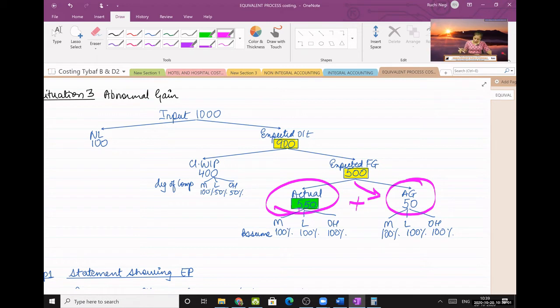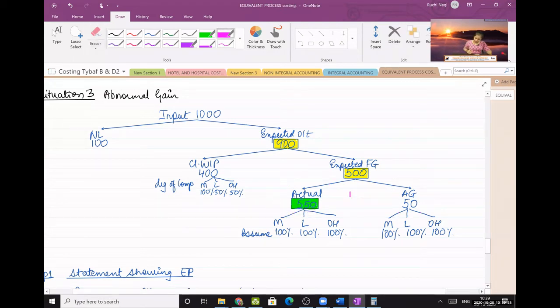Am I clear? Acknowledge in the chat box. Your actual output will be 150 because there is a gain of 50 units. Abnormal gain happens in an exceptional situation where you're using high quality raw material, your laborers are highly skilled, and you are using the best and the latest technology. If you have a combination of these three elements in your production process, then you may have abnormal gain. Clear? Just acknowledge it in the chat box.